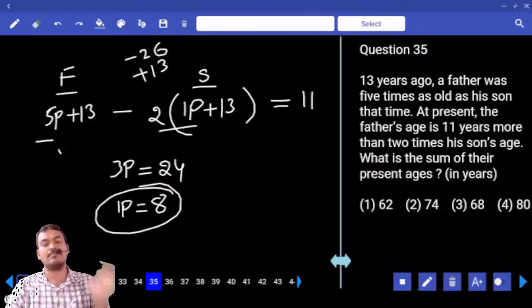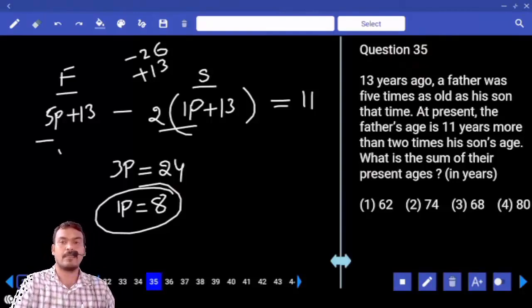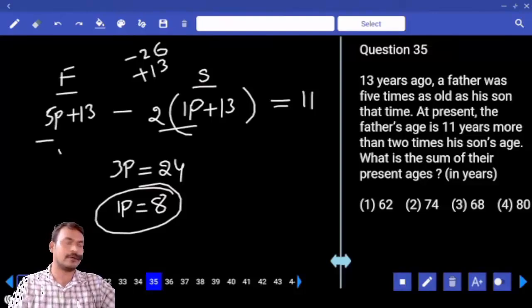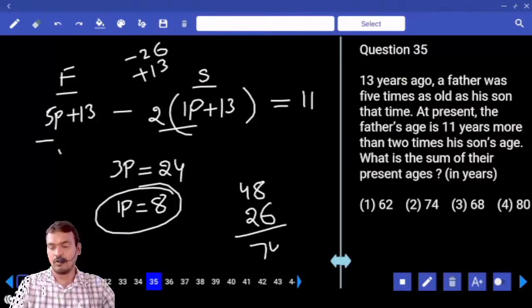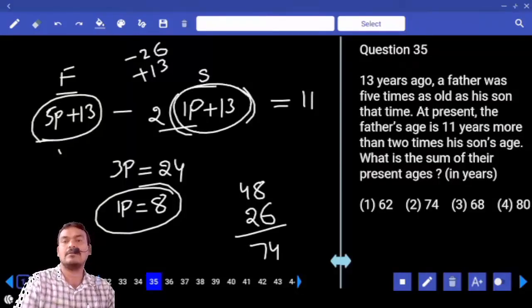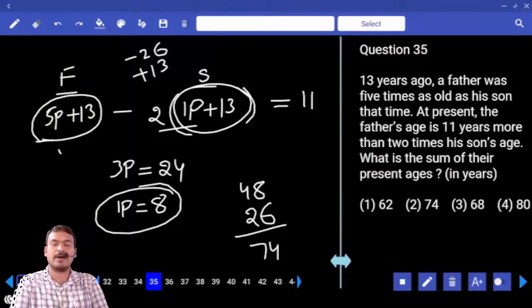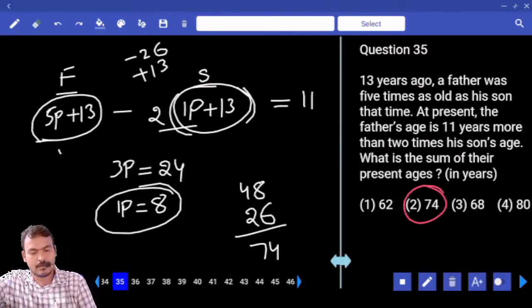What is the question here? Sum of their present ages. What is the 5 parts value? 40. 1 part value 8 means 48. 48 plus 26 or not? 74. 5 parts plus 13, 1 part plus 13 or not? 5 parts plus 1 part, 6 parts. What is the 6 parts value? 48. Again how many years are we adding? 26 years or not? Then answer 74.